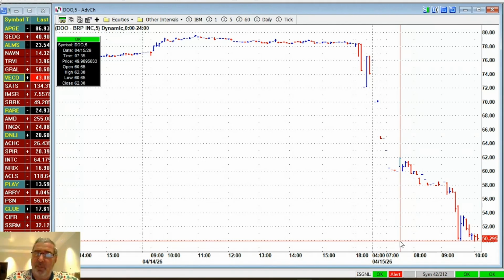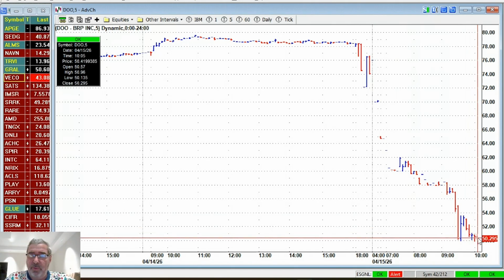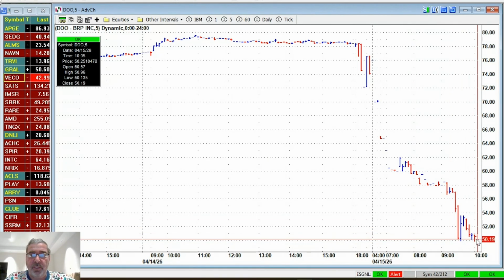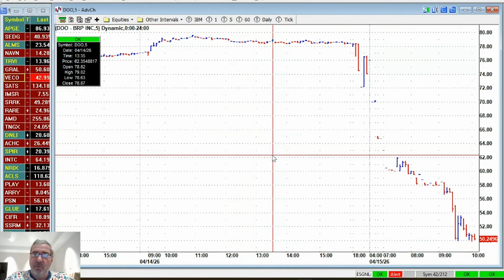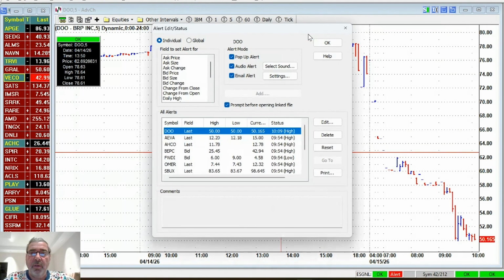Why? It tested $50, bounced slightly by about 95 cents, and is now heading back toward the primary move into the false breakout. So it's very possible that once it's below $50, the decline will accelerate. This is how I keep track of everything, or I'll set the so-called alerts. I've set an alert for $50.